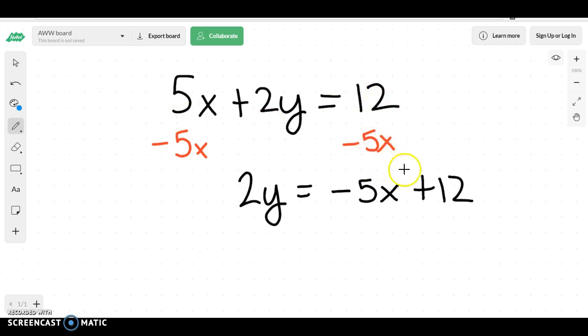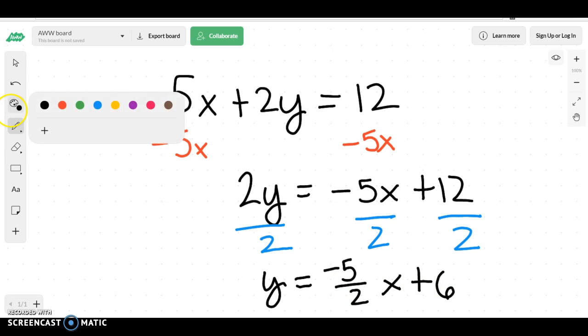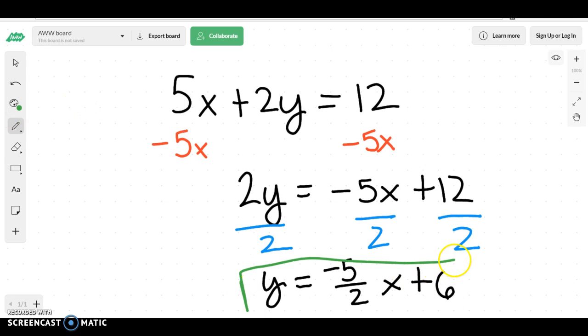And generally, I like to put the x in front of the number to kind of keep everything the same. Then I would divide the whole thing by 2, and I would end up getting y is equal to -5/2 x plus 6. And this would be my final answer.